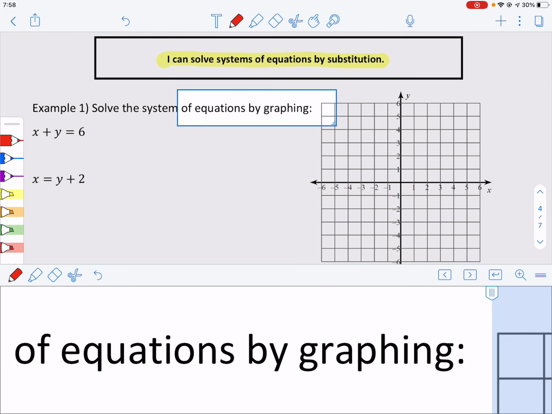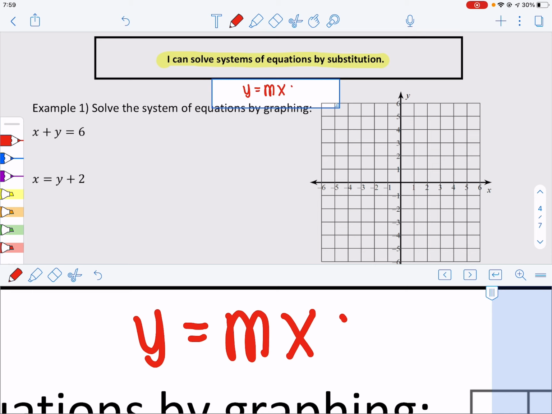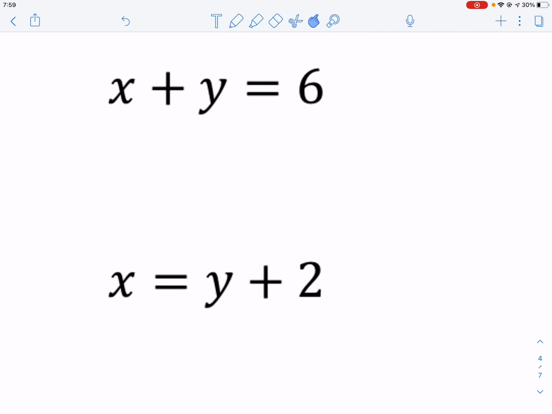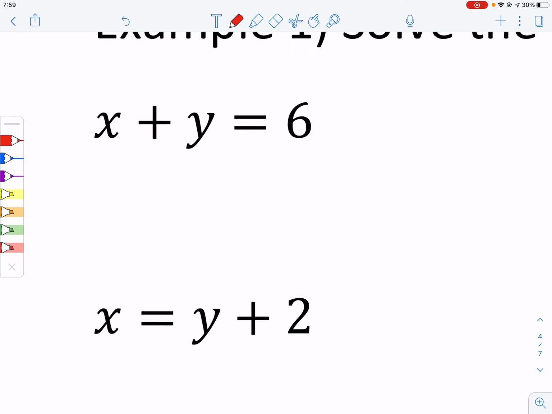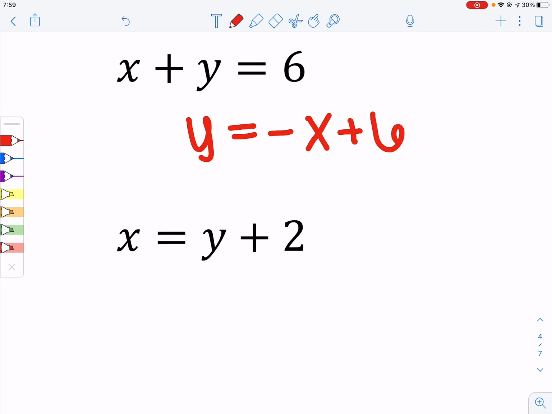Remember, when you use graphing, you always want to turn your equations into slope-intercept form. Don't forget that's y equals mx plus b, so make sure you write that along with me above where it says graphing. All of these equations need to have y by itself. For this first equation, I'm going to get the x on the other side, so I'm going to subtract it. So I end up with y equals negative x plus 6.